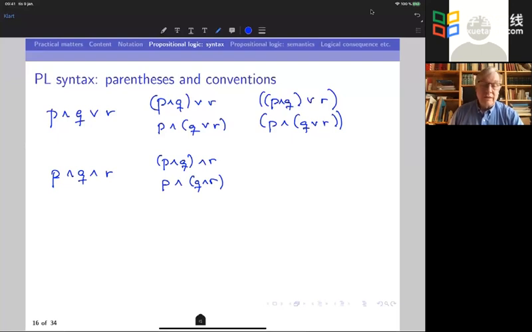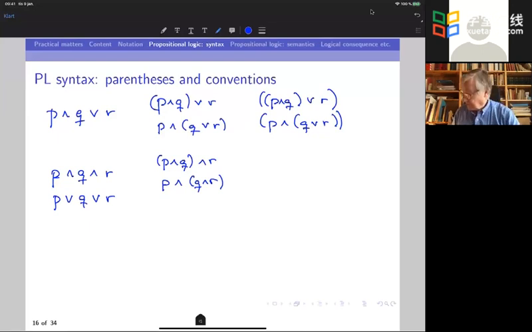That means it doesn't really matter where the parentheses are put, so we can actually skip them, and that's another convention. We will write P and Q and R, and similarly for disjunction. P and Q and R means that all 3 of them are true. P or Q or R means that at least one of them is true. So that's another convention.